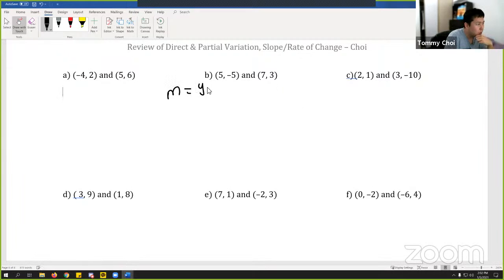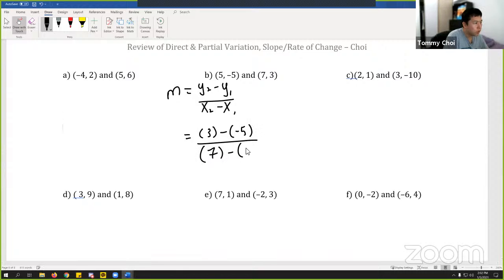So m is equal to y2 minus y1 over x2 minus x1. Y2 being 3, y1 being -5, x2 being 7, and x1 being 5. So this is how you should have plugged it in. I asked you to do this yesterday during those 15 minutes to try to solve it on your own. What you should have gotten is 8 over 2, which gives you 4 over 1, or just 4. That was the first one here.